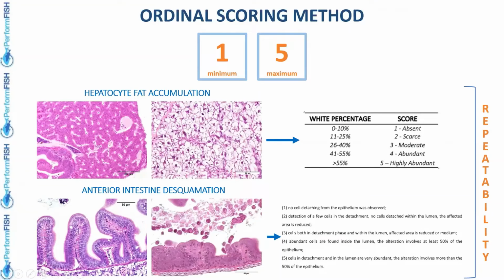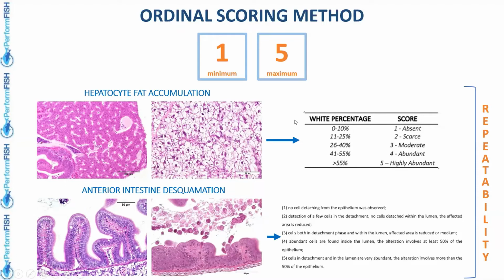This evaluation method is semi-quantitative, which means that a trained operator assigns a score to a phenomenon according to its magnitude. And it is a 5-point scoring system where 1 represents the normal condition or lack of alteration, and 5 represents the maximum extent of the deviation. To improve repeatability, which is a critical issue for this type of assessment method, the scoring criteria have been detailed.